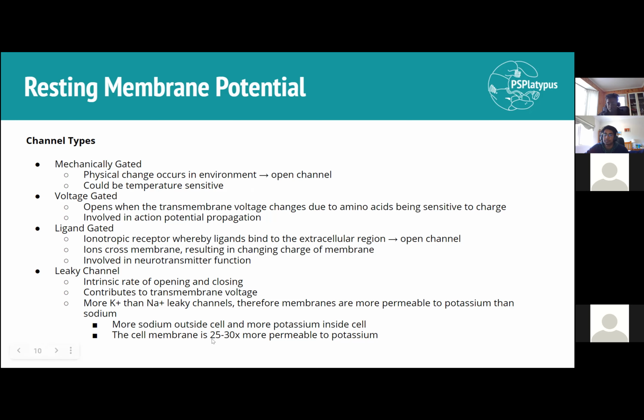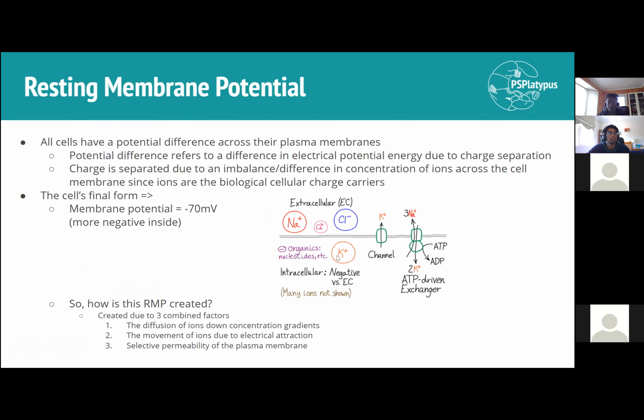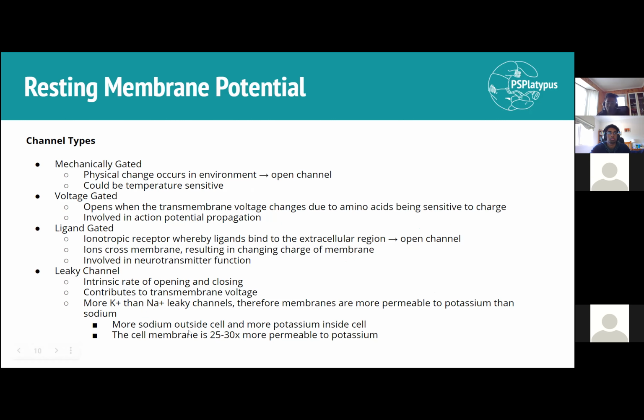The cell membrane is about 25 to 30 times more permeable to potassium. The reason for that is because there are more potassium leaky channels than sodium leaky channels. And just to recap, you're going to have more potassium inside the cell and more sodium outside the cell.